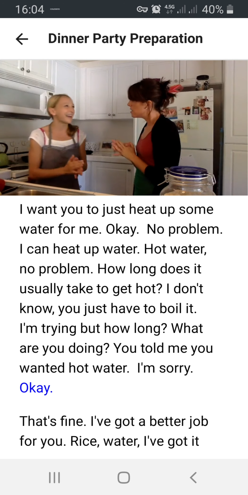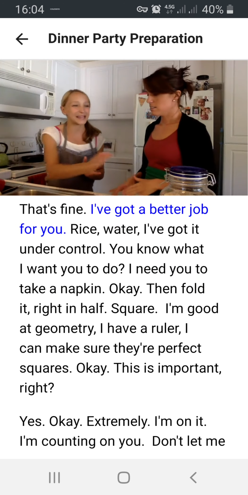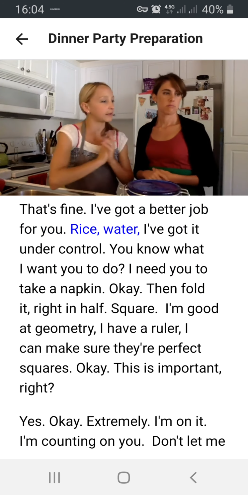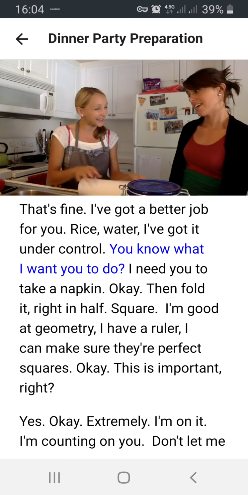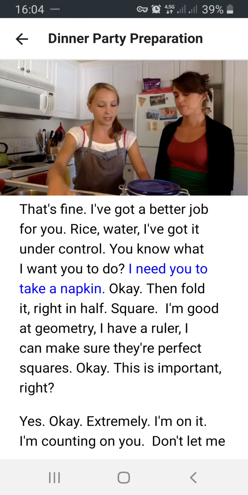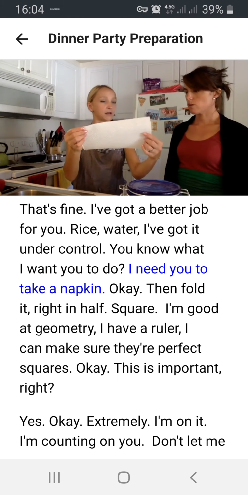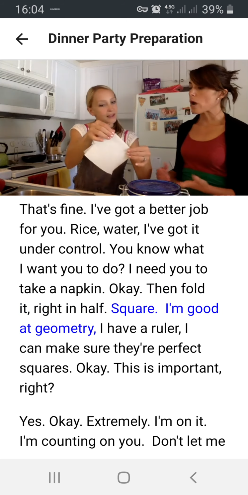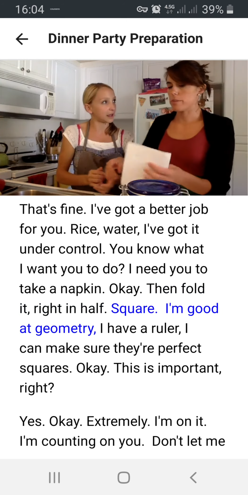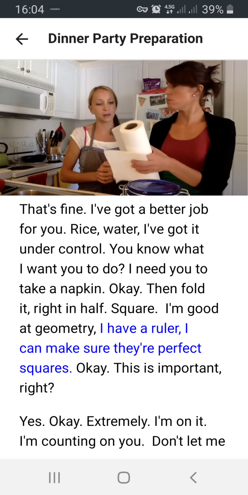I've got a better job for you, all right? Rice, water, I've got it under control. You know what I want you to do? Okay? Okay. I need you to take a napkin and then fold it right in half. A right square. Like that. I'm good at geometry. Okay, I have a ruler. I can make sure they're perfect squares.